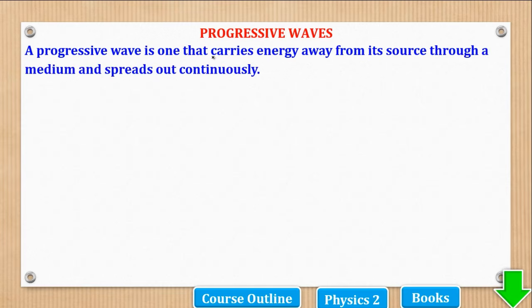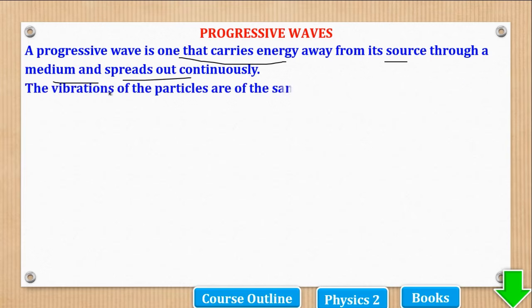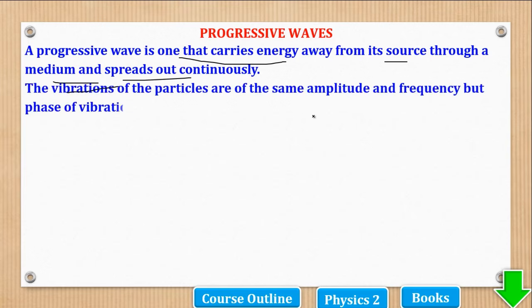By definition, a progressive wave is one that carries energy away from its source through a medium and spreads out continuously. The vibrations of the particles are of the same amplitude and frequency, but the phase of vibration keeps on changing from point to point.